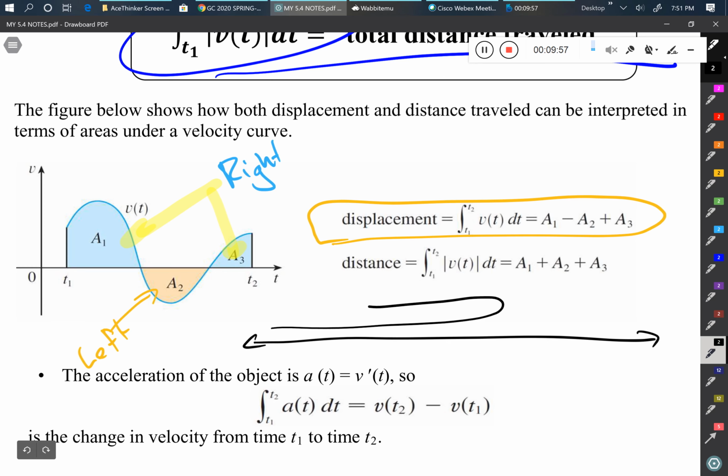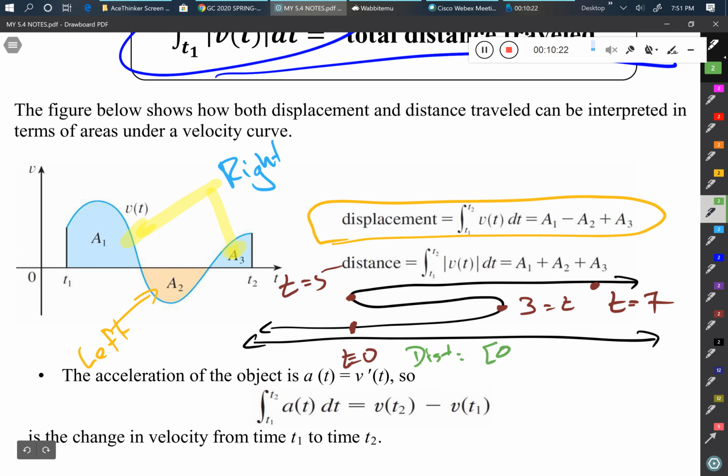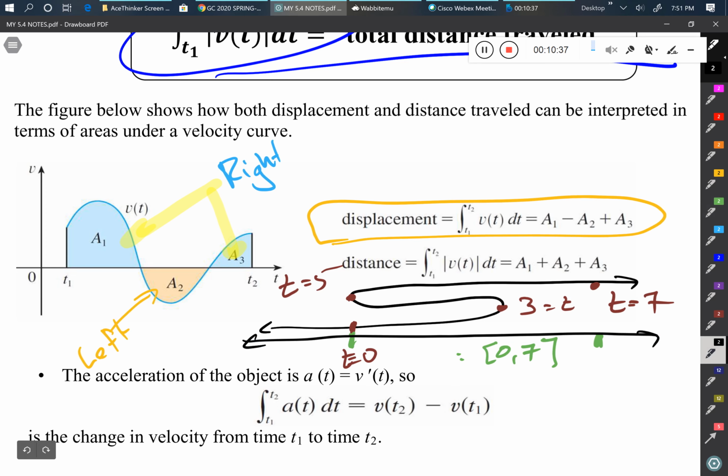Remember when we made those pictures that look like this? And we said, okay, if this is time 0, and if this is time 3, and this is time 5, and over here is time 7, if we wanted to find the displacement on the interval 0 to 7, we would just simply say, here's where you started, here's where you stopped. How far apart are those?